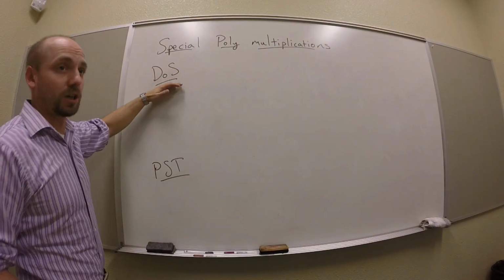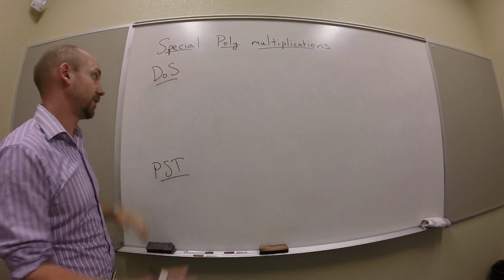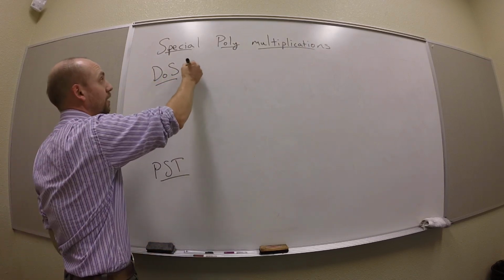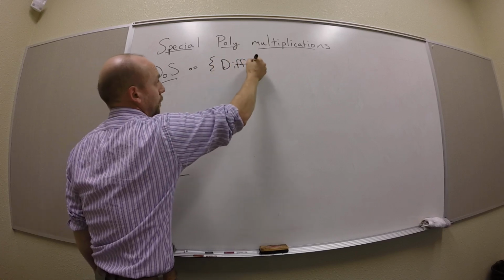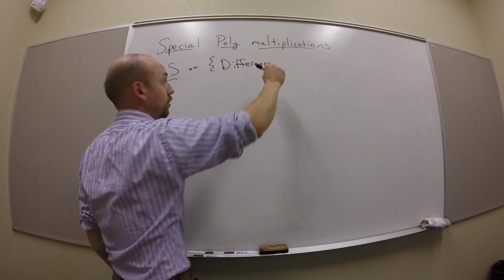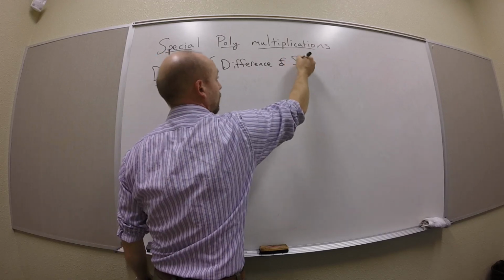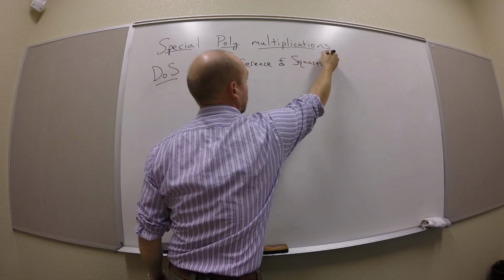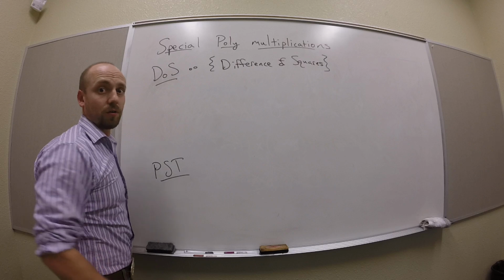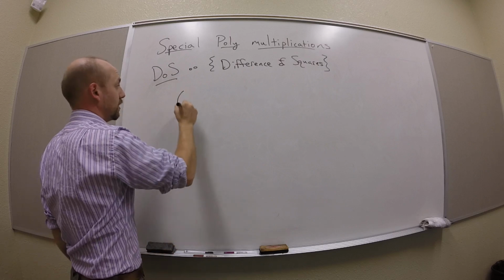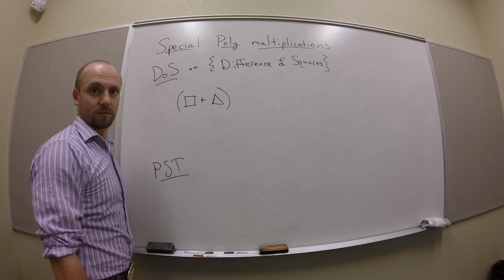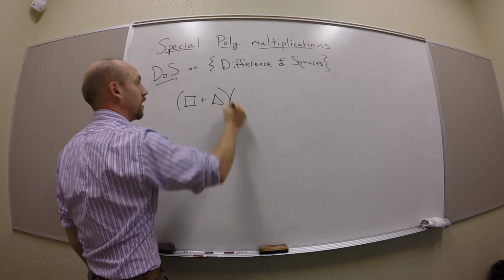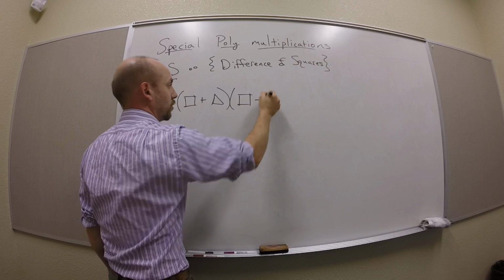First one I want to talk about, I'm going to abbreviate DOS. That stands for difference, like subtraction, of squares. And you'll see why in a second here. So the way this thing works is I start with something like square plus triangle. God only knows what goes in these. And I'm multiplying by square minus triangle.